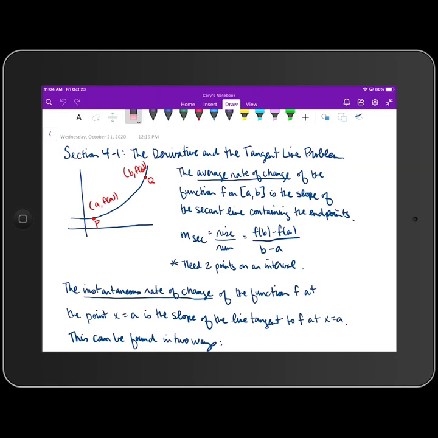functions. So today's lesson is going to be really lengthy because I'm combining about 2 sections' worth of stuff in a single lesson. So we're going to take a look at the derivative and the tangent line problem. Now, the technique that we use for finding a derivative in this section is really lengthy and time consuming.